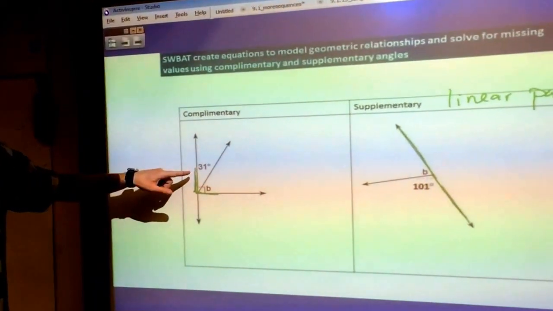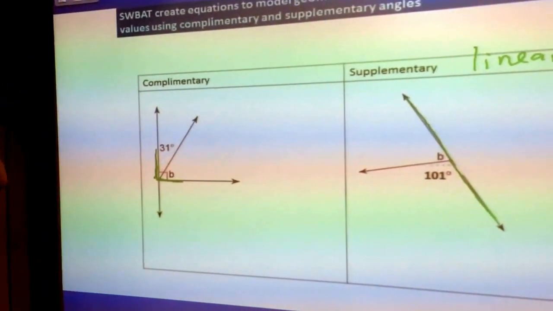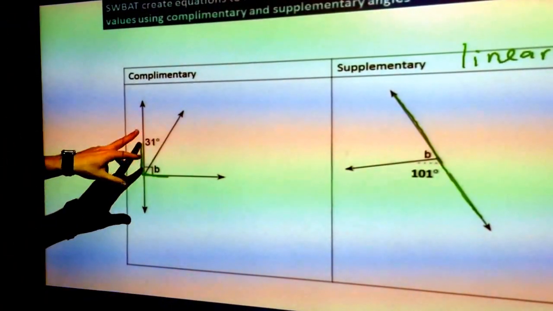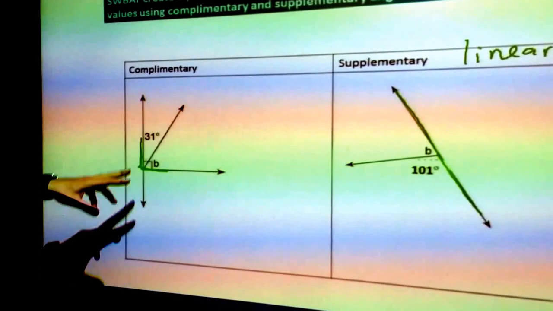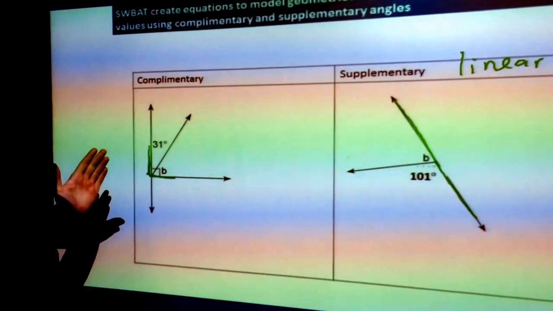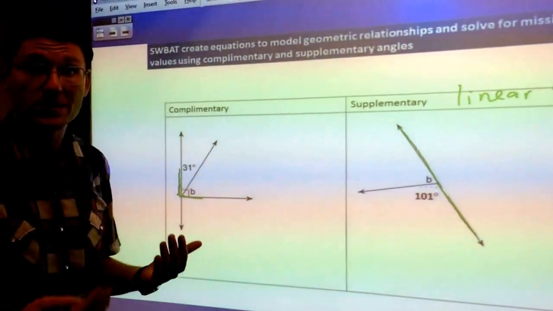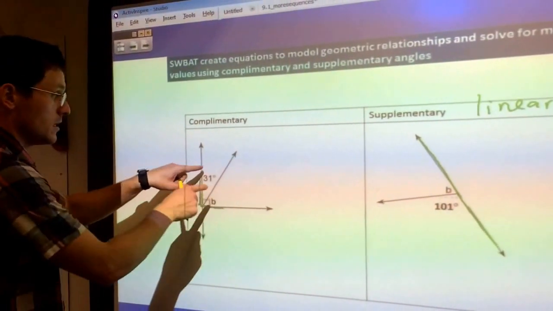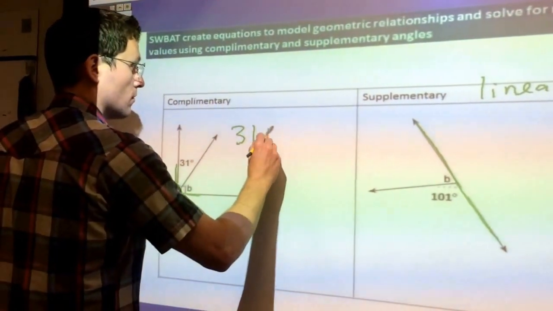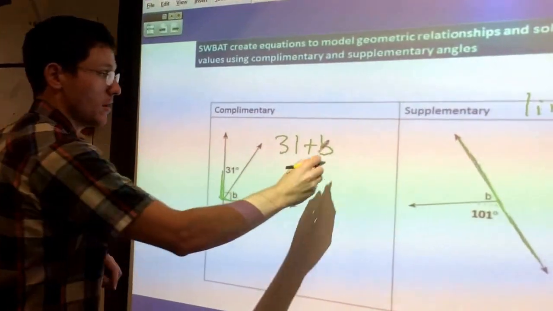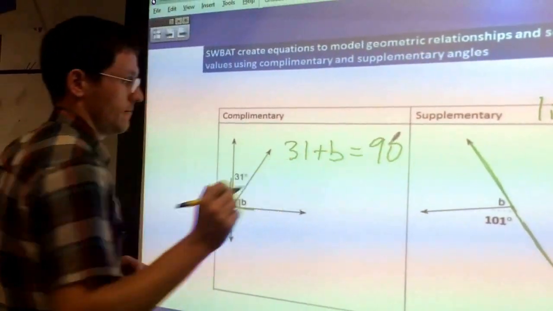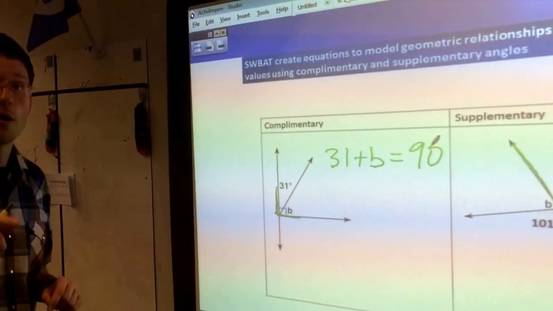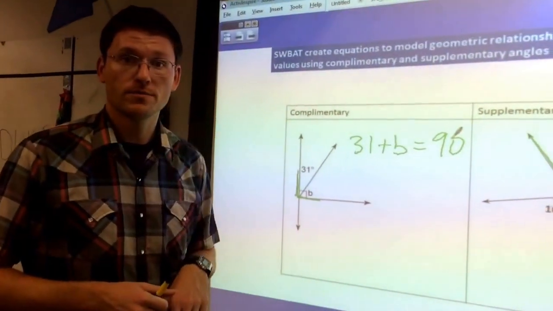So if we're given one of the angles and asked to solve for the other one, the first thing we need to do is figure out what do these two angles add up to, okay? In this case, they're complementary, and I already said those have to add up to 90 degrees, right? Which means that these two angles, when we add them together, have to equal 90, okay? So pause the video, solve for B.